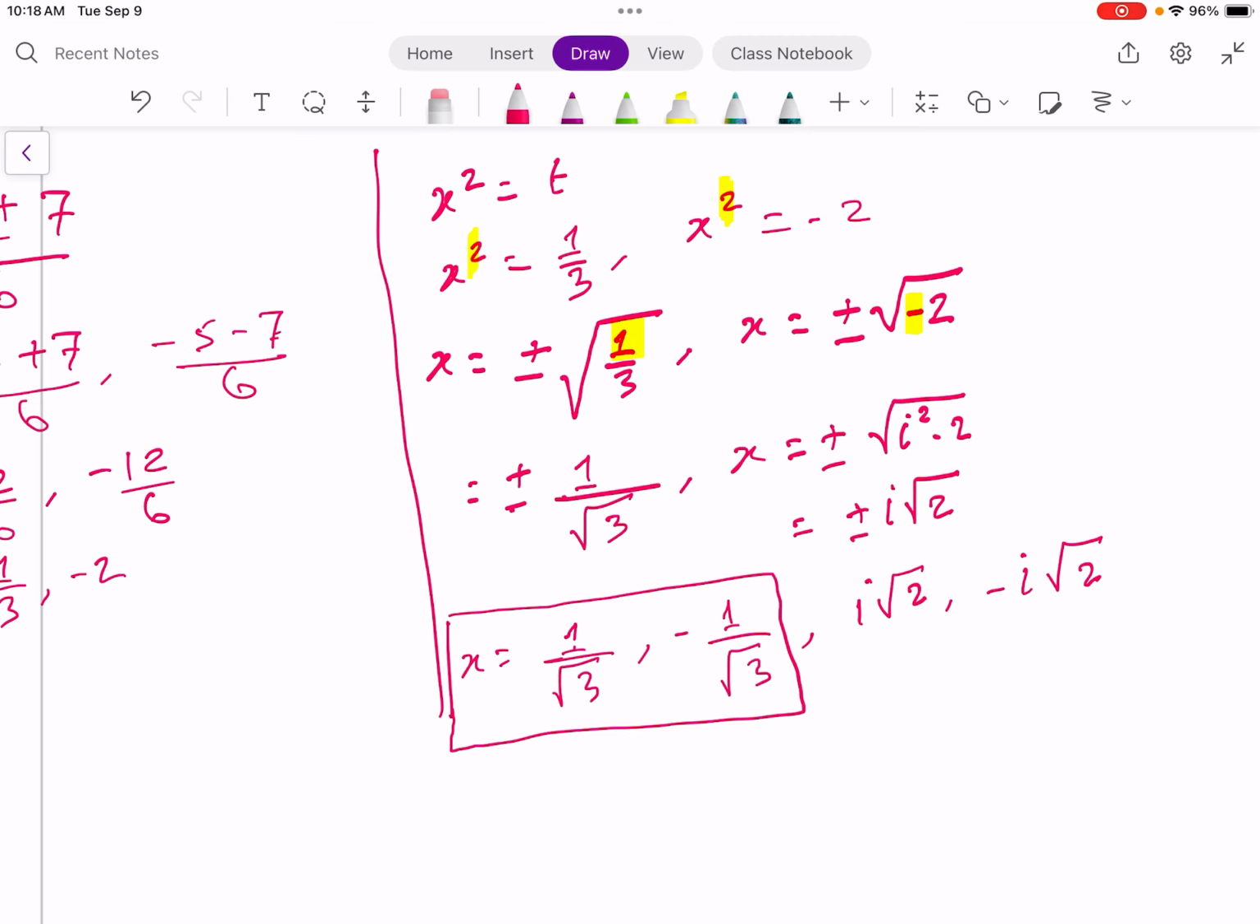Now the next 2 solutions, these are the complex solutions, and these 2 are also conjugates of each other. So we have i times root 2, and the next one is negative i times root 2. We are asked to find the real solutions, and these 2 are real solutions. Okay, any question?